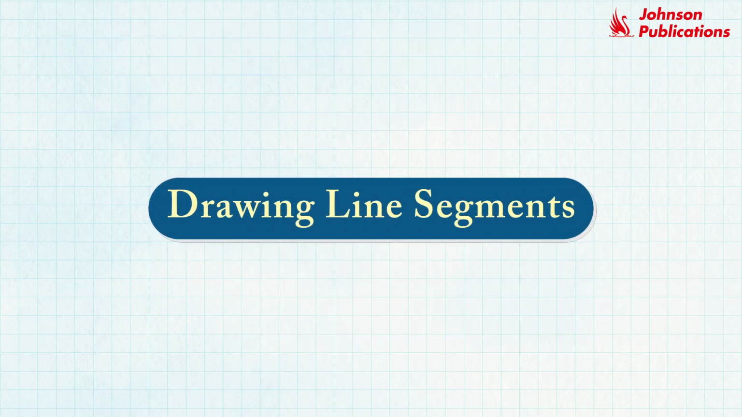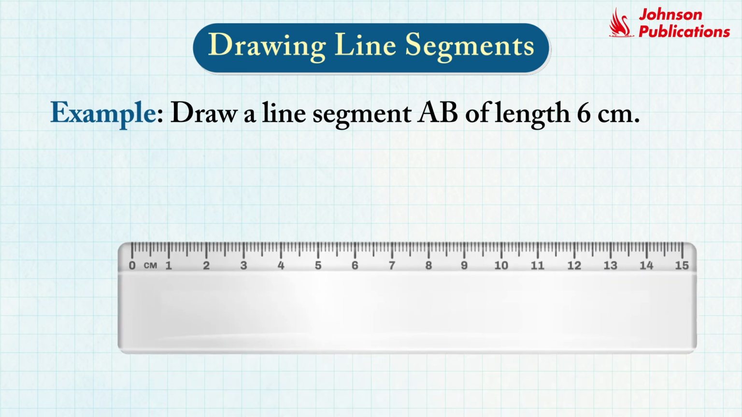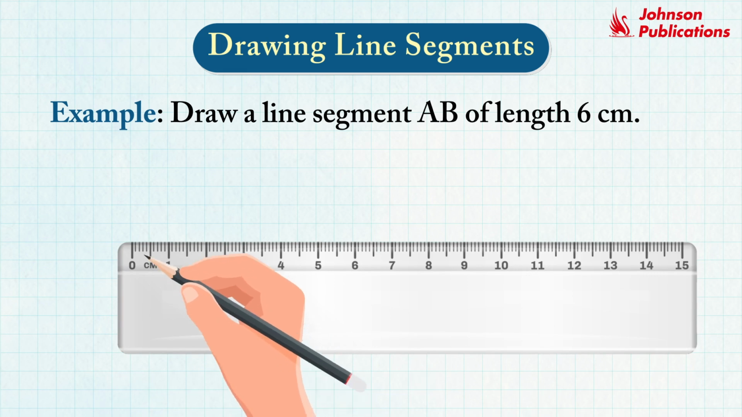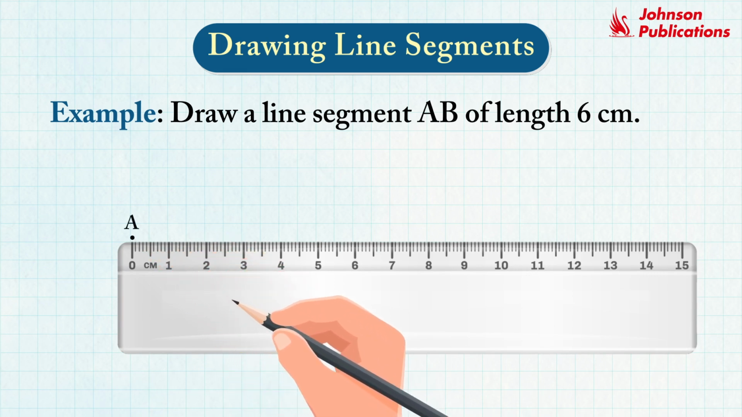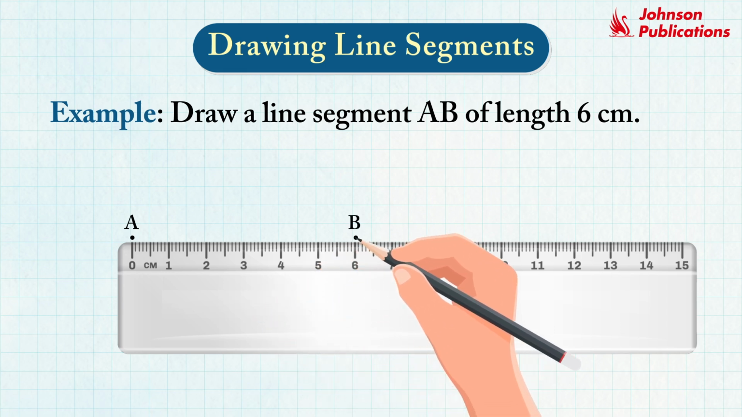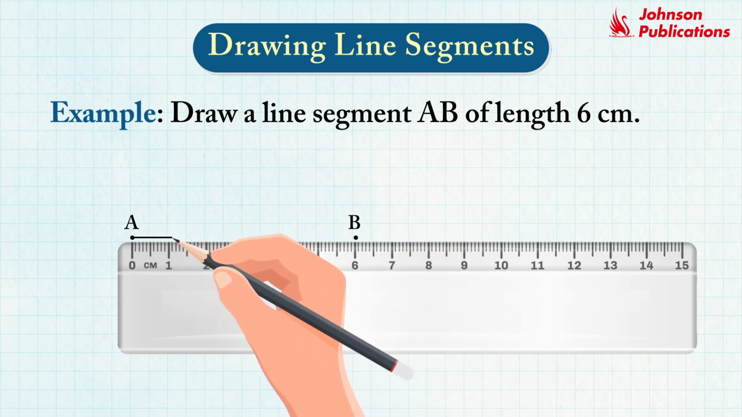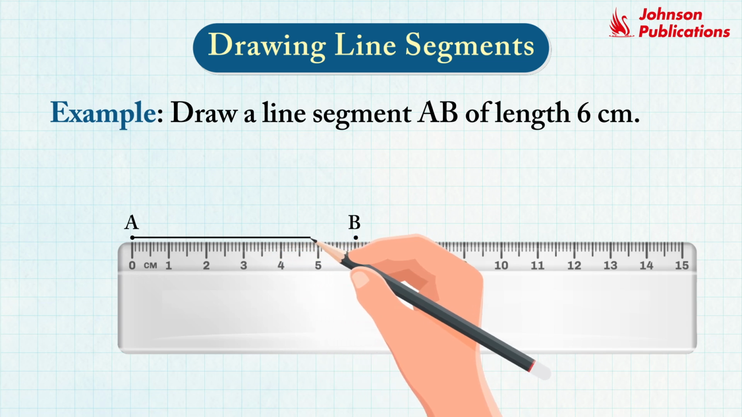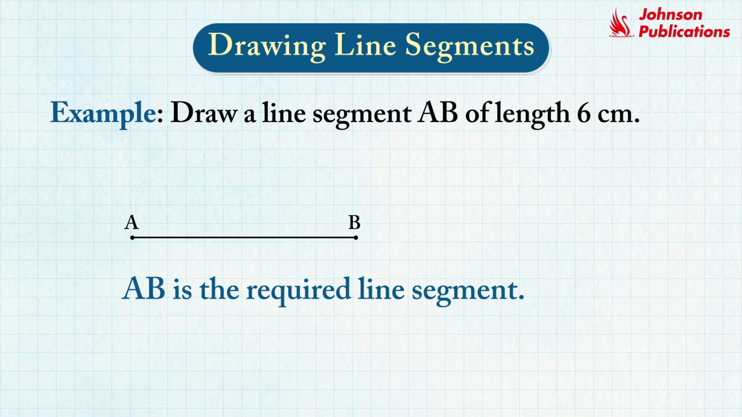Drawing line segments. Example, draw a line segment AB of length 6 cm. Step 1. Place the ruler on a paper and mark point A against the zero mark of the ruler. Step 2. Mark another point B against the 6 cm mark on the ruler. Step 3. Now join the points A and B and remove the ruler. AB is the required line segment.